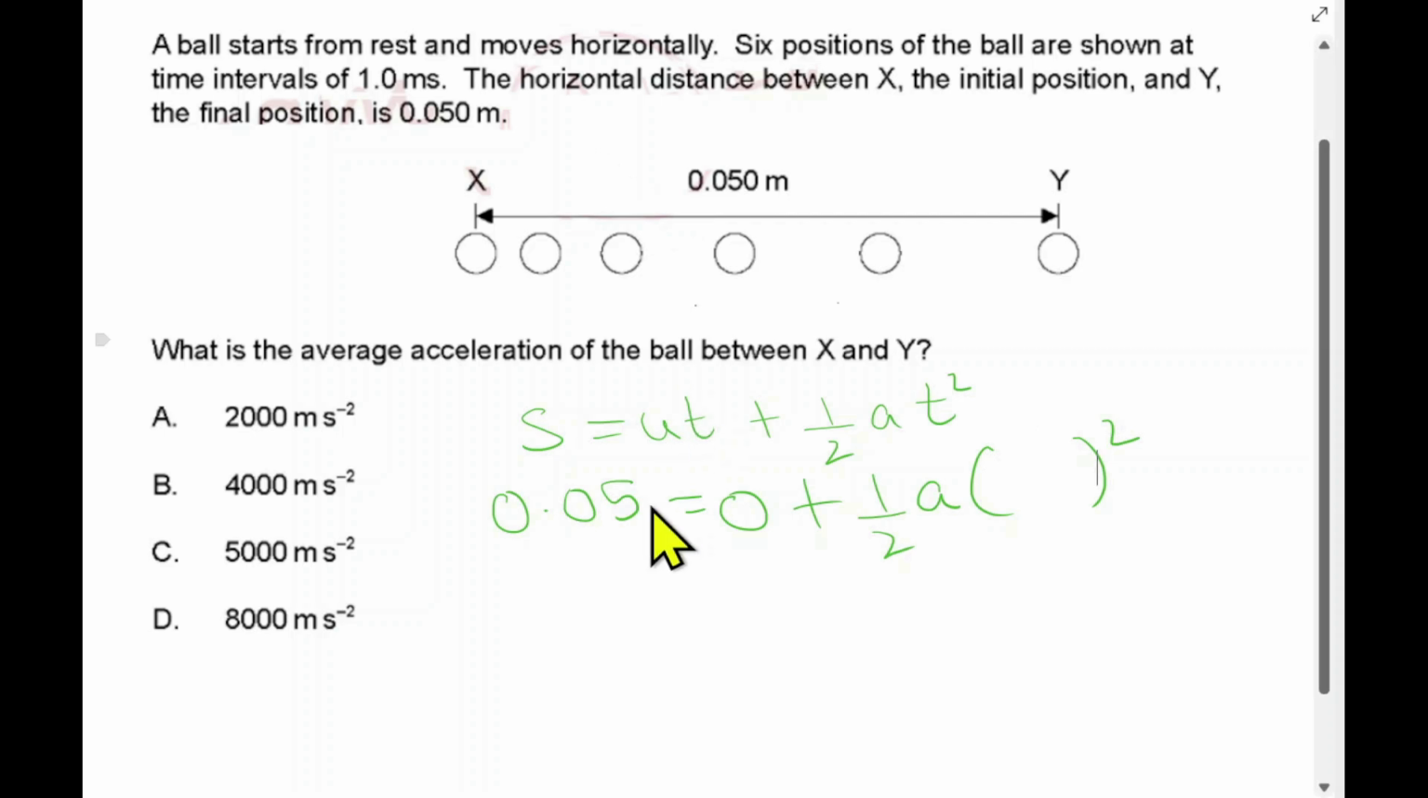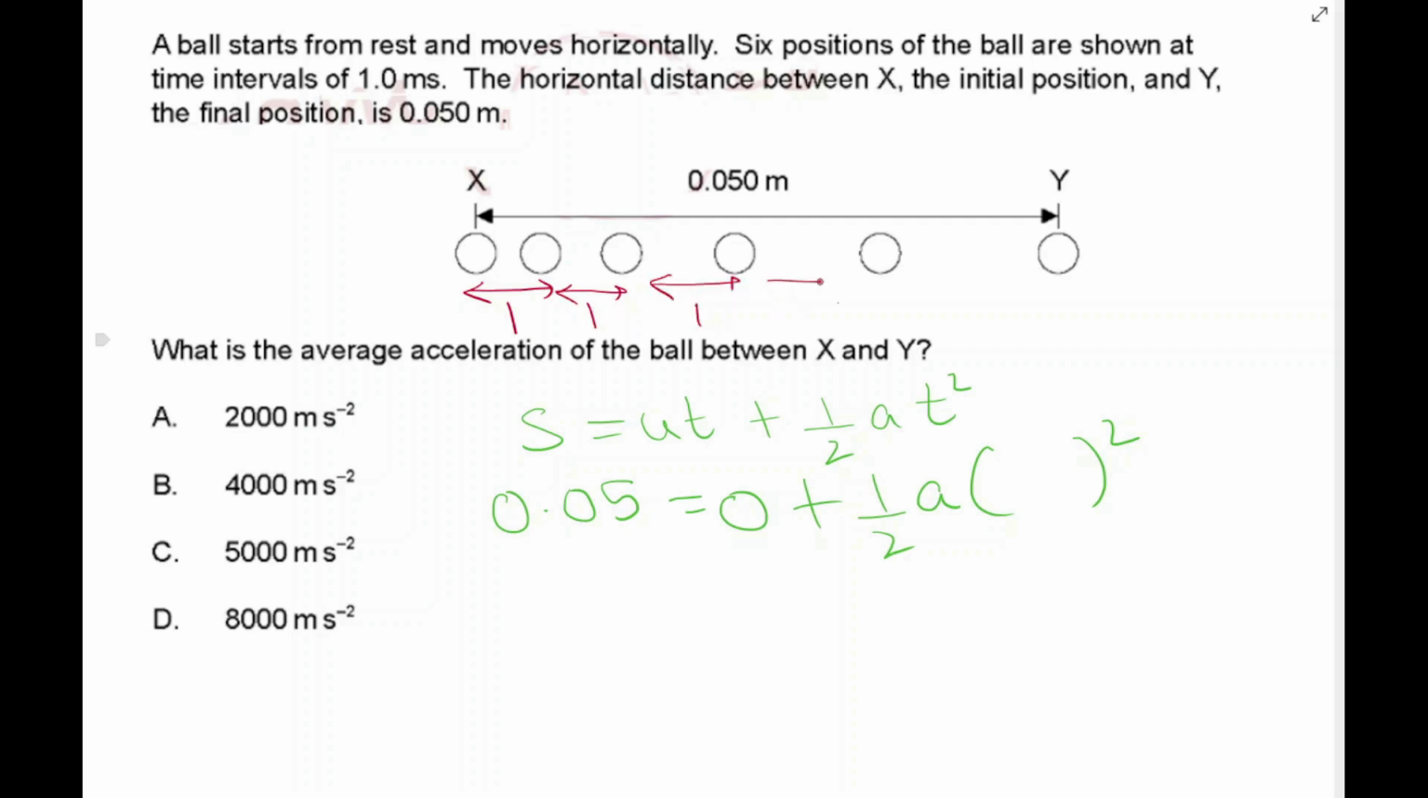Now it is the acceleration which we are supposed to find, so we need to deduce the value of time. Now 6 positions of the ball are shown, as you can see in this diagram, at a time interval of 1 millisecond. So how much will be the total time? Let me draw: the time difference between these two positions is 1 millisecond. Between the next two is also 1.